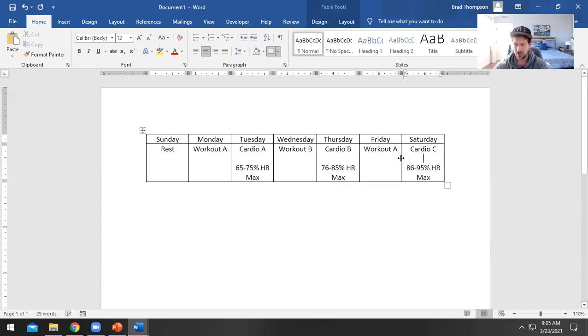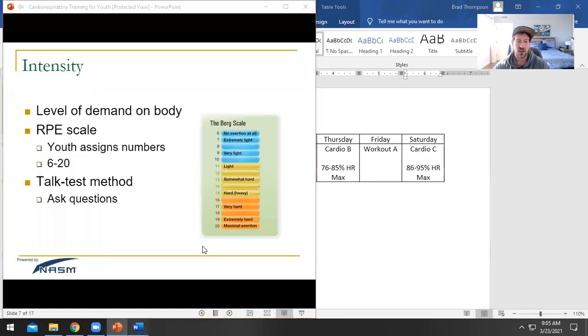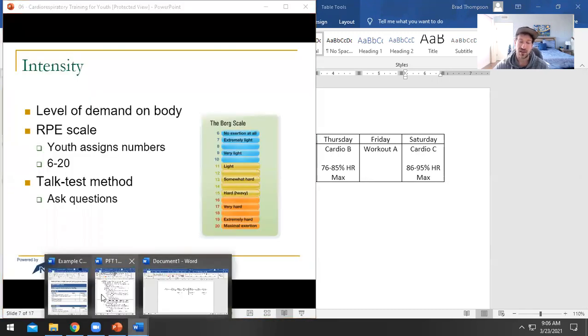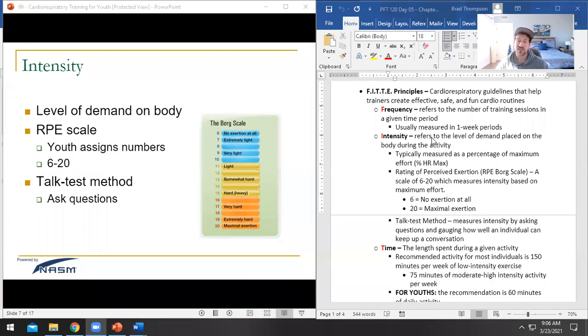We'll split these up just a little bit, right? So that is our intensity there. Now, you don't always have the opportunity to use percentage of heart rate max. Maybe your client doesn't find it very convenient or easy to measure their heart rate on the go. Maybe they don't have a Fitbit or an Apple Watch or anything like that, right? So maybe intensity isn't the easiest thing for them to measure if you're trying to use heart rate maxes. Well, you don't always have to use heart rate maxes.